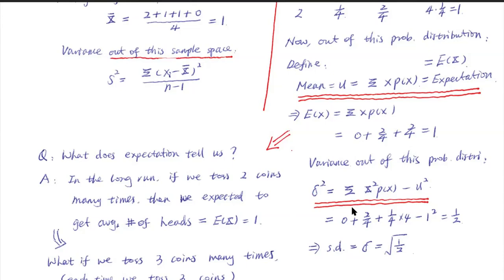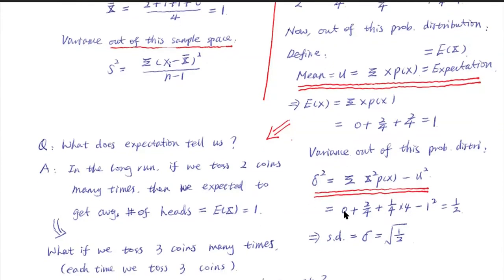Let's see. So that's the variance, and then if we are talking about standard deviation, everybody, the standard deviation is what? It is the square root of the variance, right? So we take the square root of 1/2. That is the standard deviation.